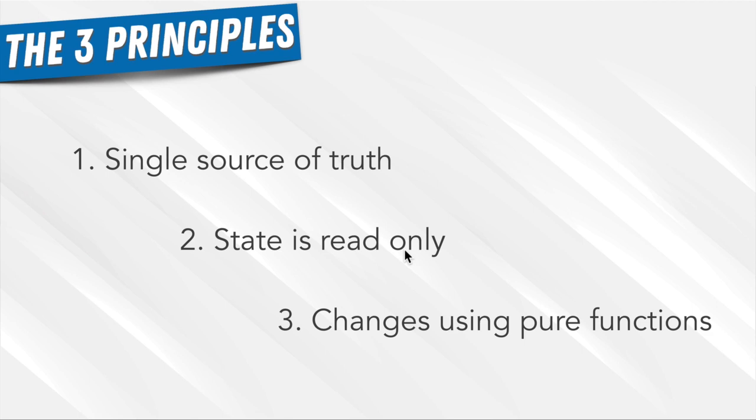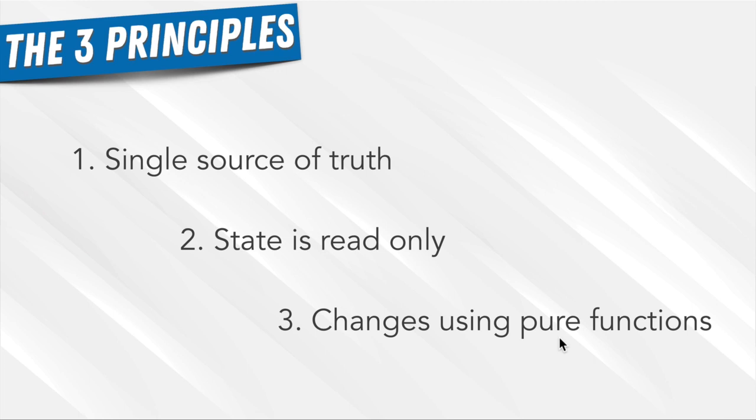And then finally, the third principle is the idea that changes are made only using pure functions. Something that we've talked about in my previous course. The idea that a pure function is something that receives an input and always returns an output that is predictable. If we enter the same input 1,000 times, we expect that function to have the same output 1,000 times.